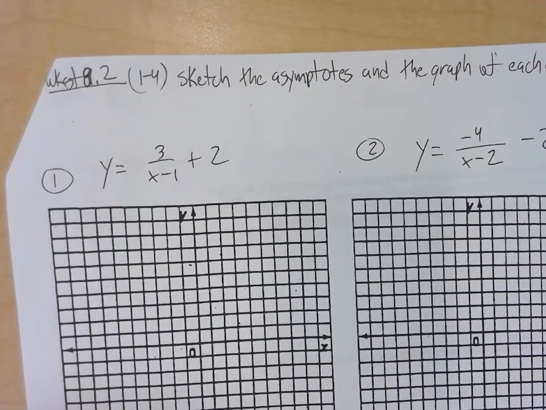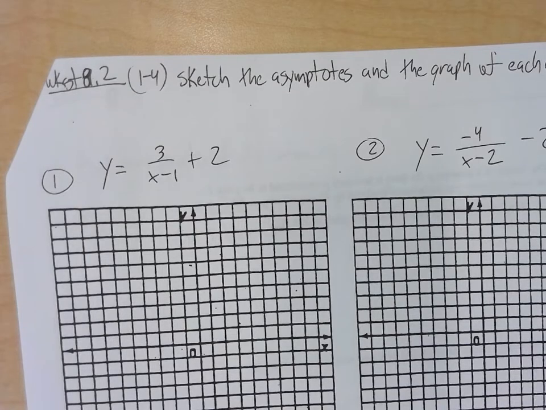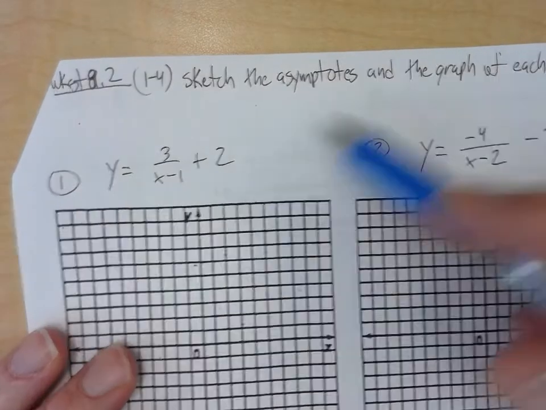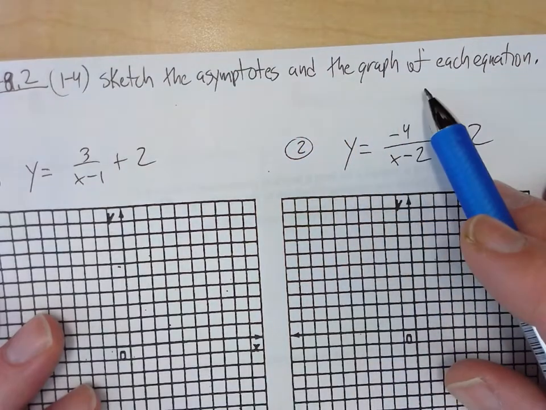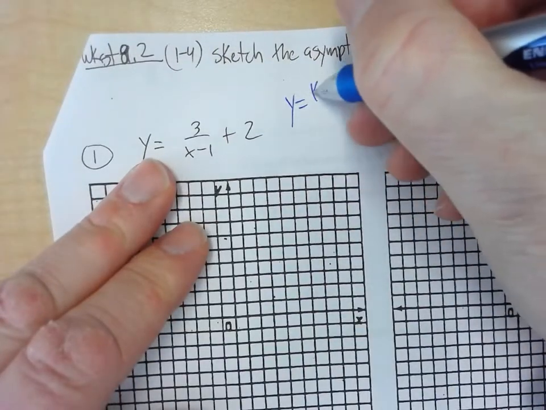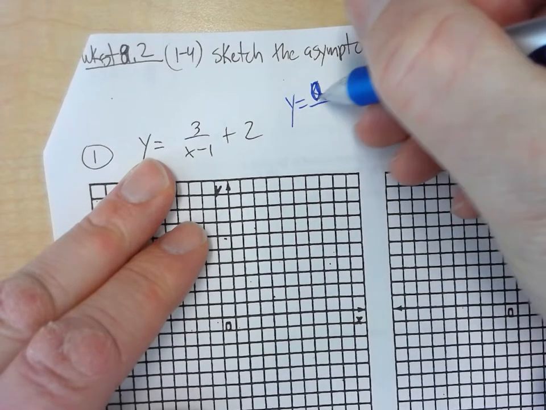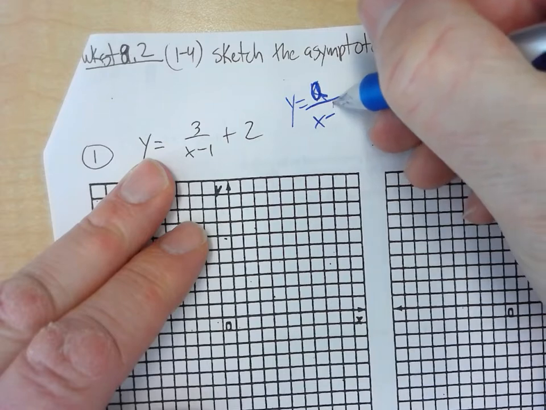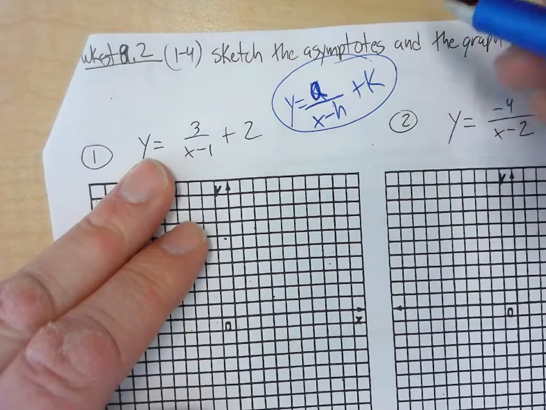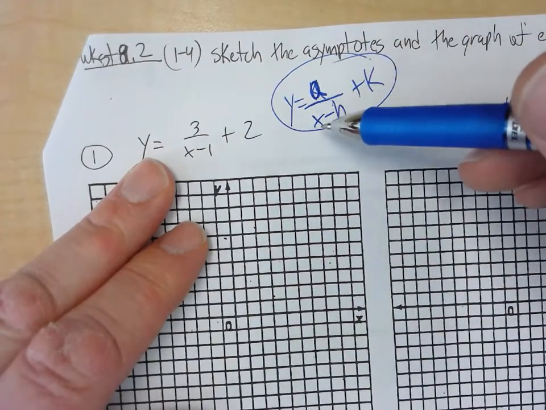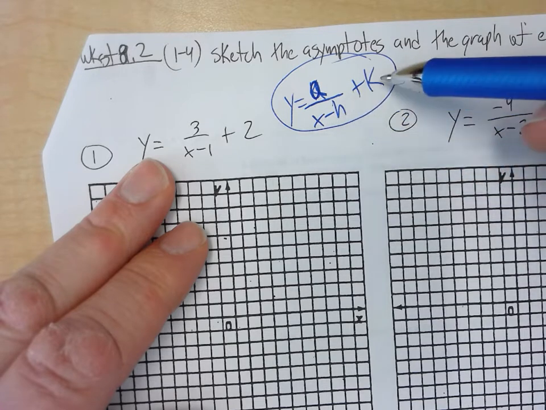All right, this section here, we are graphing these equations, and we're going to sketch the asymptotes and graph each equation. So this is the whole y equals a over x minus h plus k. There we go. So that's the a, x minus h. The h is left and right, the k is up and down.